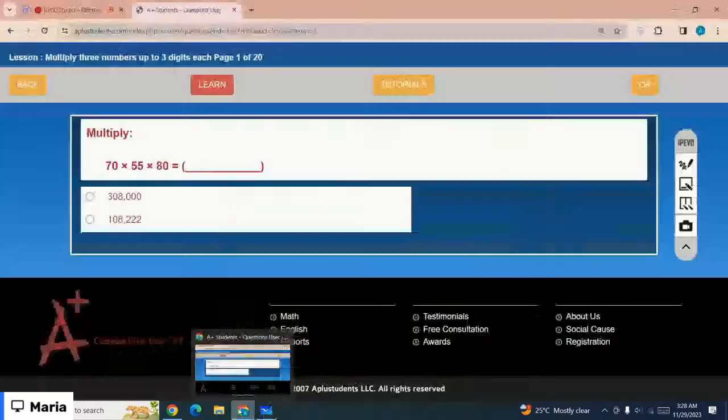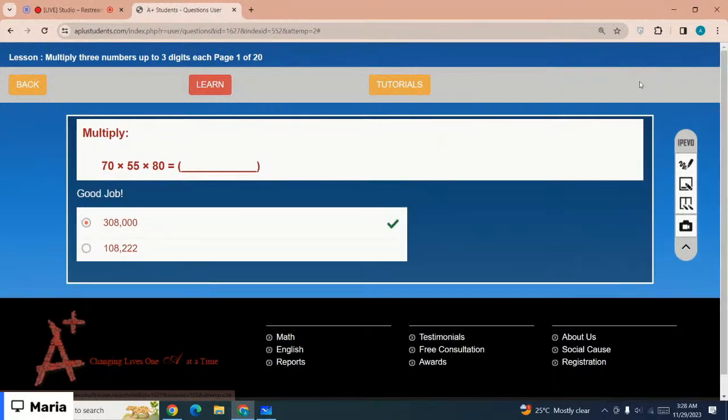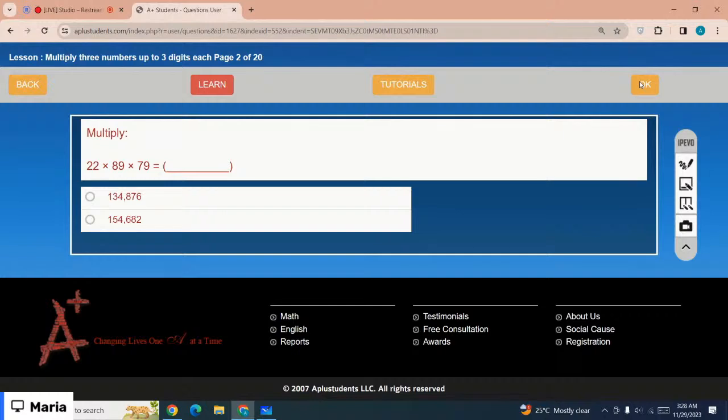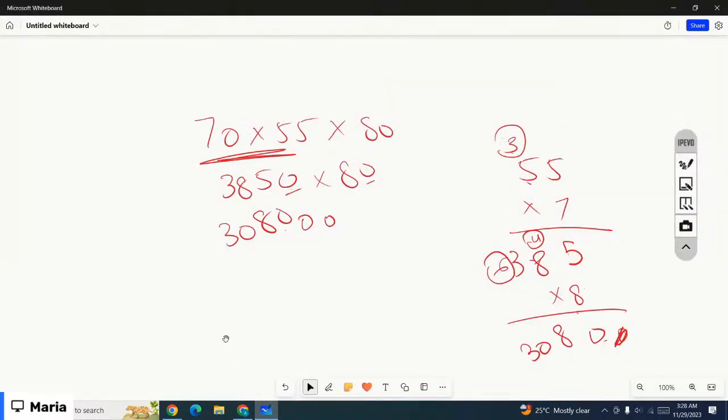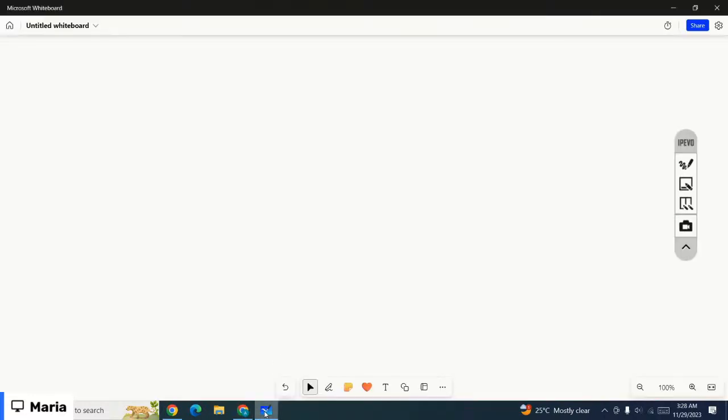That's how you multiply. Just make a pair of numbers, multiply them, multiply two numbers, right? The next one is 22 times 89 times 79. Let's just do it on the board. 22 times 89 times 79. Let's just multiply these two numbers.